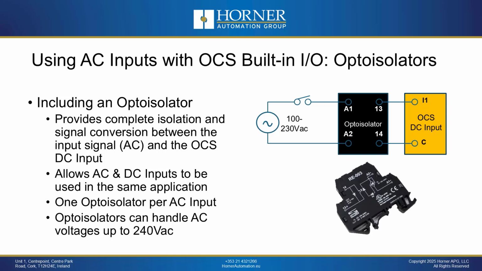Now you can acquire them from a number of different locations for interfacing an AC input signal with a DC only input circuit. These are the way to go. Another advantage to the opto-isolator is that they support voltage all the way up to 240 volts AC. So if you are using higher voltage like that, you are most certainly going to need to use an opto-isolator.